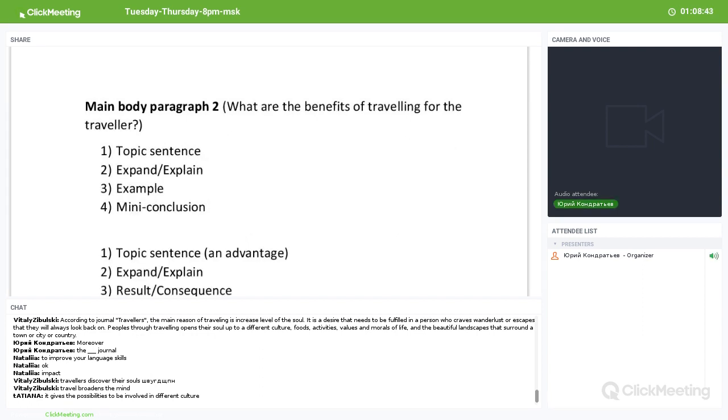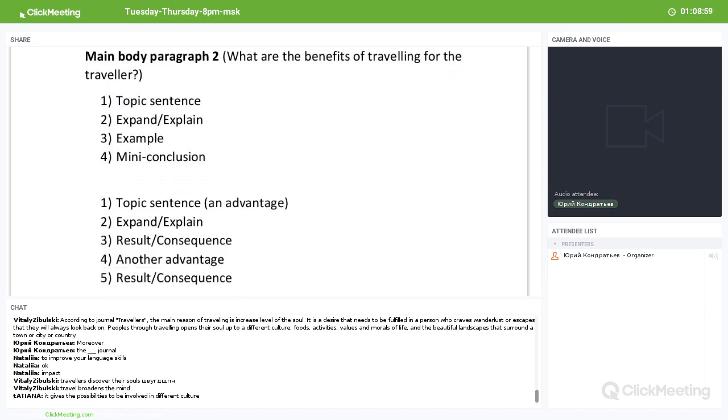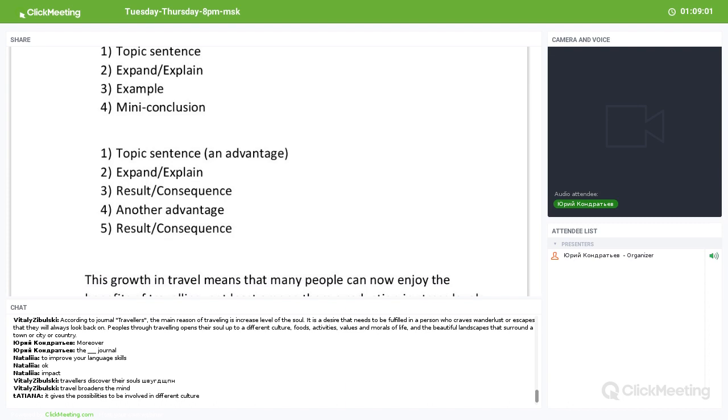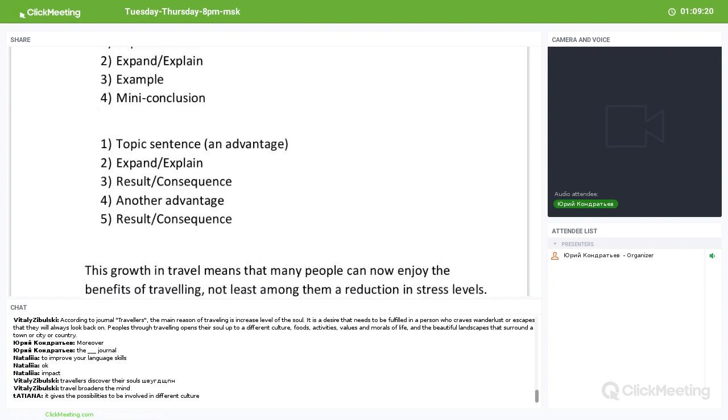Right. So when you structure your second main body paragraph, again, you can follow the classical structure: a topic sentence, then explain or expand this topic sentence, then support it with an example and make a mini conclusion. Well, in this essay, I'm going to show you another structure. You have a topic sentence where you give an advantage, then you expand and explain it, give a result or consequence of this advantage, then you give another advantage, and then you talk about the result or consequences of this advantage, and it's something like a conclusion when you're talking about the result.